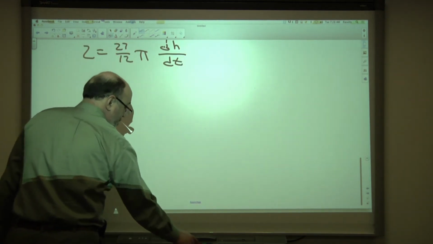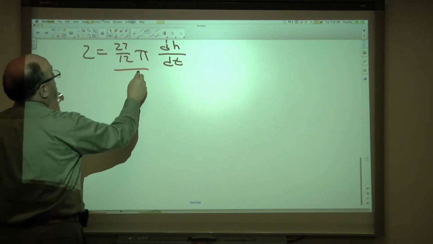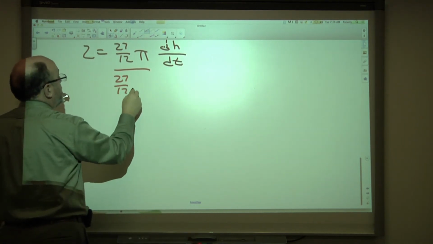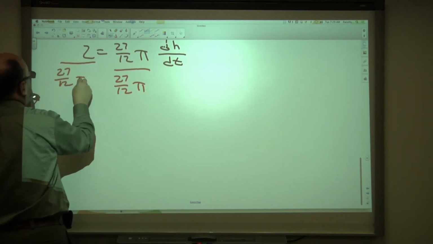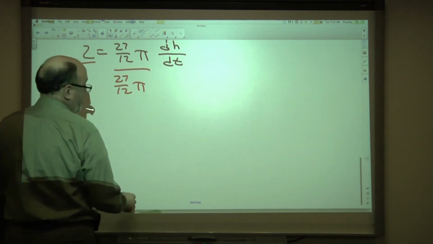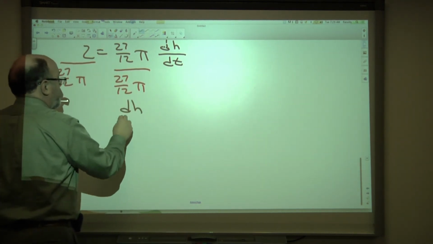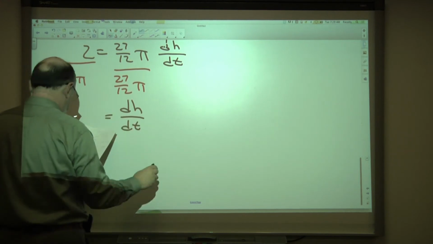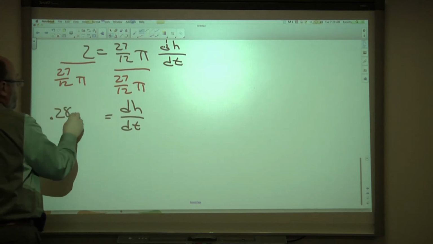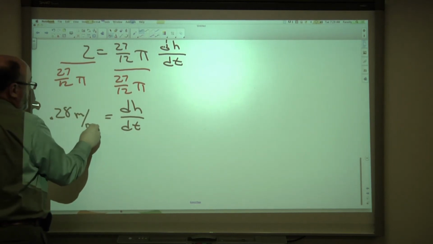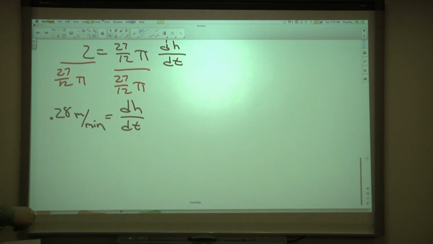Solving for dh/dt, we're going to divide. So divide this. Divide this. And we end up that dh/dt is going to be 0.28 meters per minute. So we get the rate. So we have that in terms of related rates.